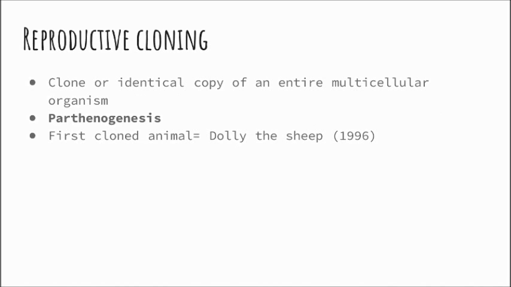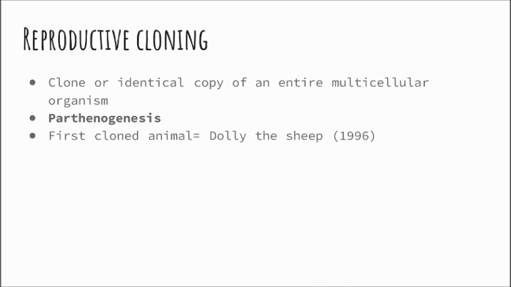With reproductive cloning, this is a clone or identical copy of an entire multicellular organism. One example of this is parthenogenesis, where an embryo grows and develops without egg fertilization. In some organisms, they lay eggs. If the egg is fertilized, then they become diploid and female, but if they're not fertilized, they remain haploid and become male. In some organisms, they can just undergo parthenogenesis and they strictly reproduce without egg fertilization. This is a form of asexual reproduction.